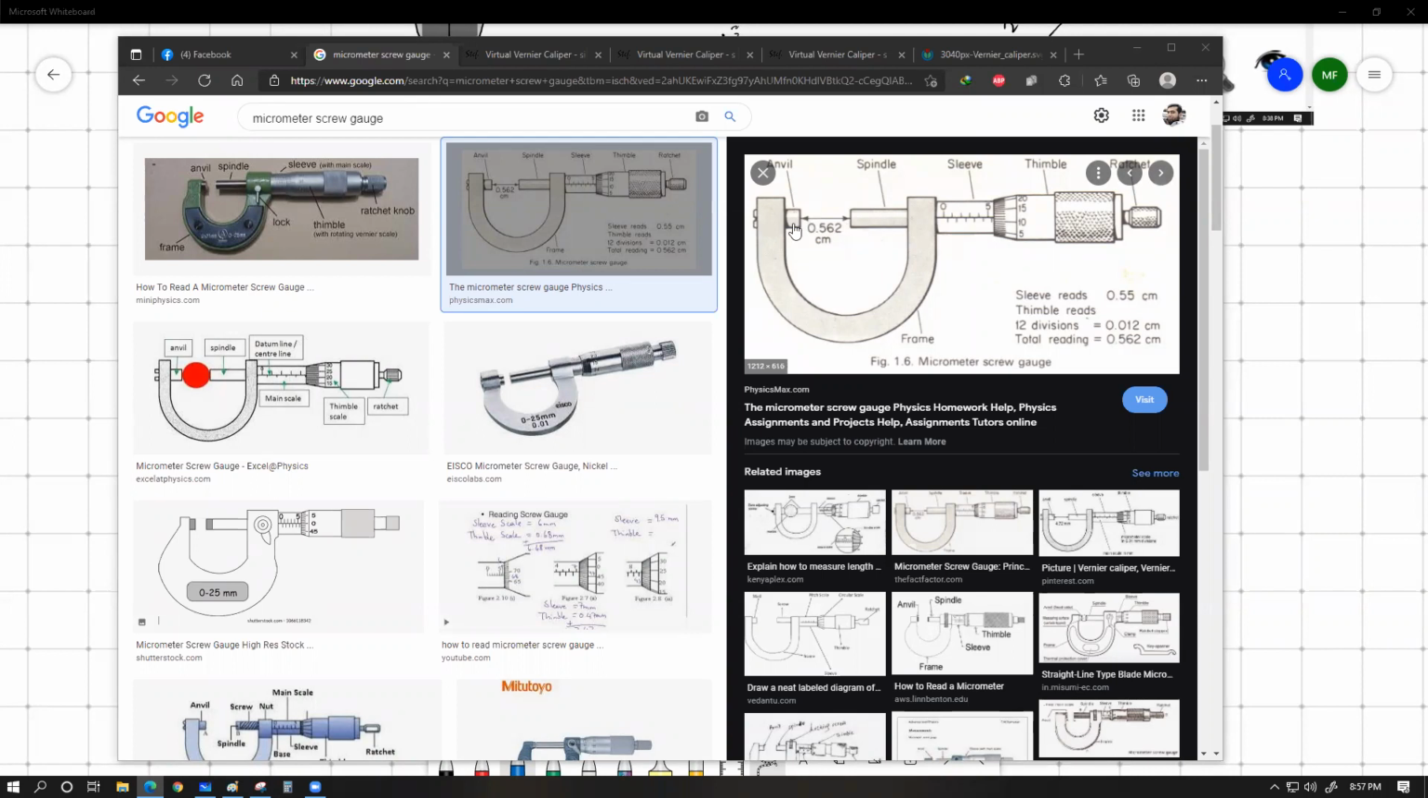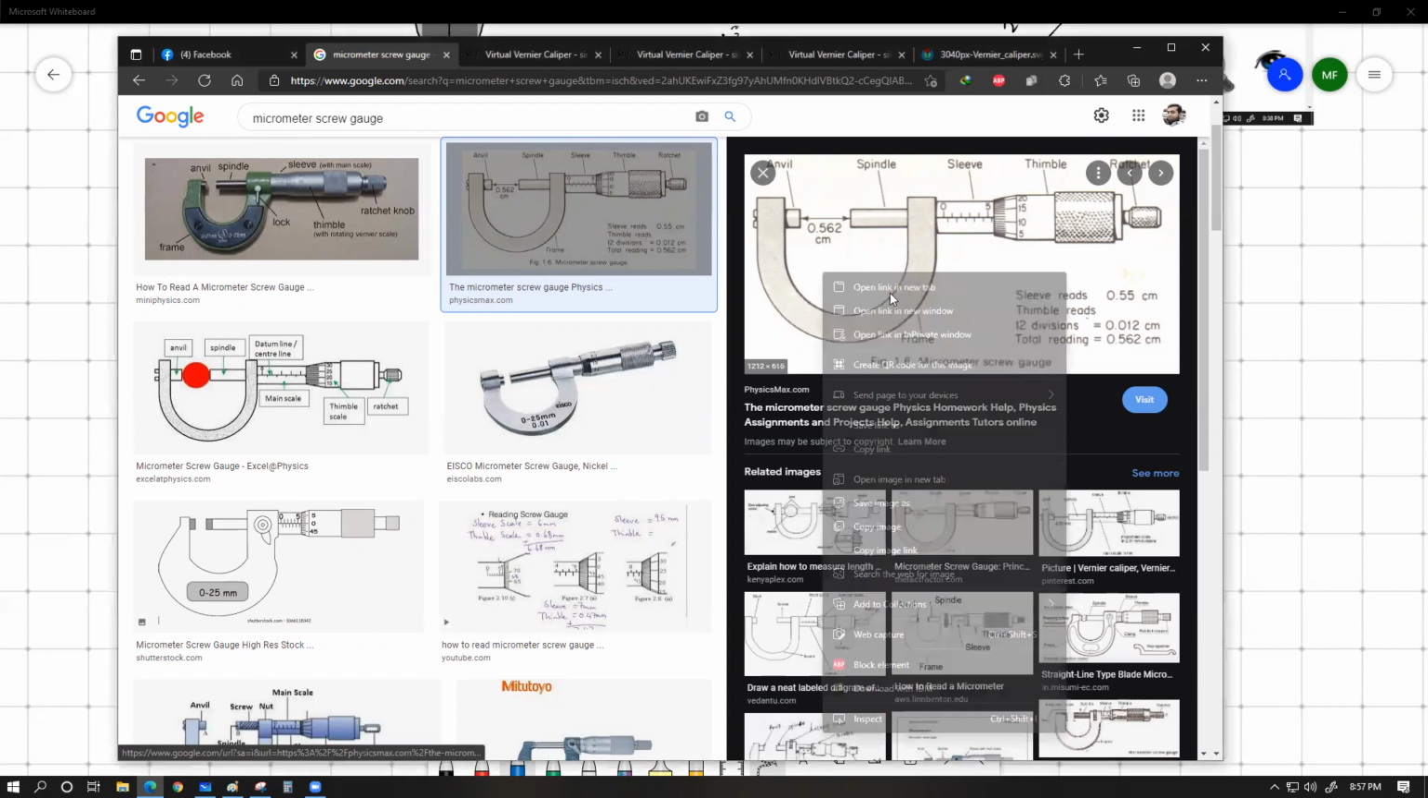And this is what we call a spindle. There's a U-shaped opening, so you're going to place the object in between over here. There is a main scale. Have a look over here. This central line, which is marked by multiple divisions.